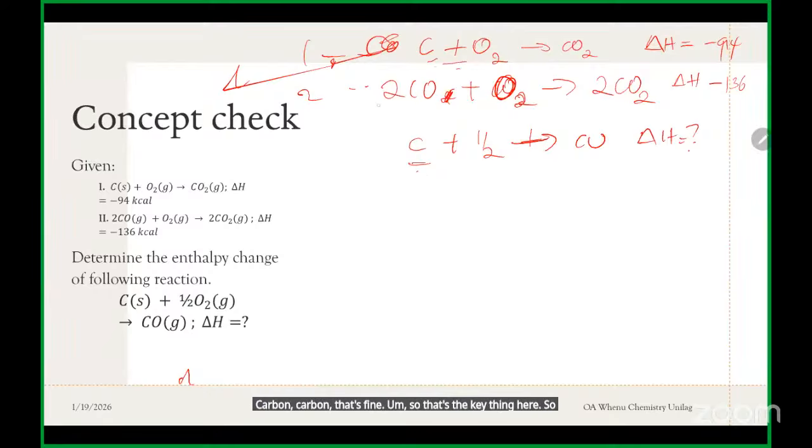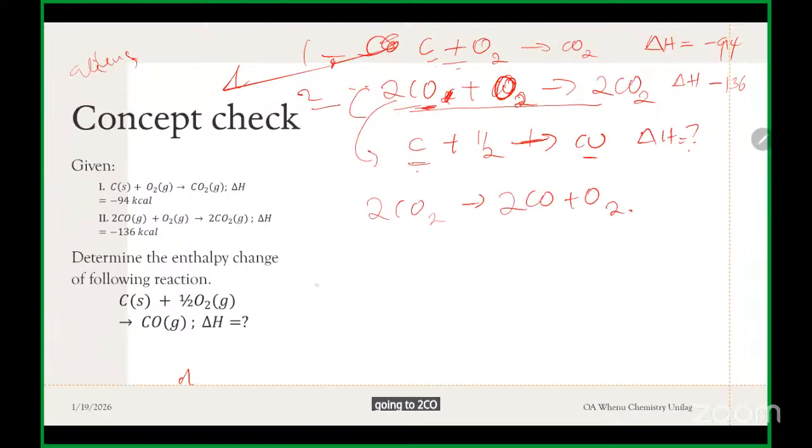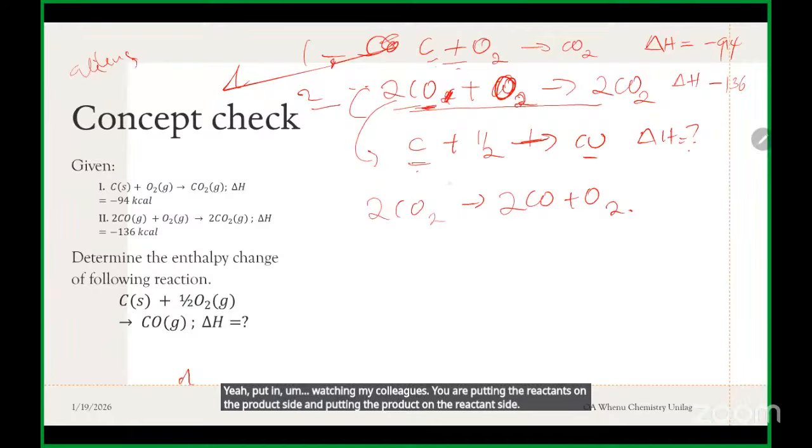So that one stays. In equation 2, the carbon monoxide is on the reactant side. We want to align with the unknown, so we're going to reverse that. If you reverse this, you have 2CO2 going to 2CO plus O2. Remember, when you are reversing, you are putting the reactants on the product side and the products on the reactant side. So why did I reverse?